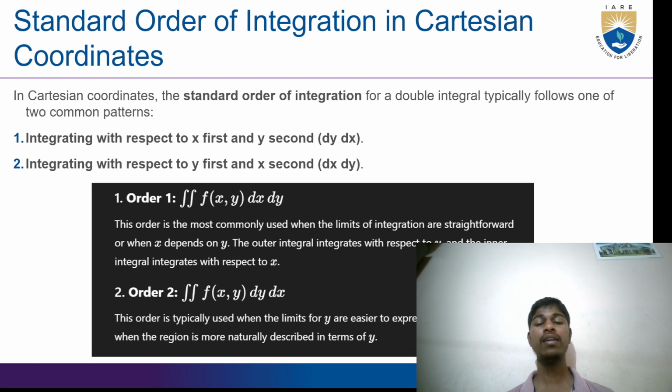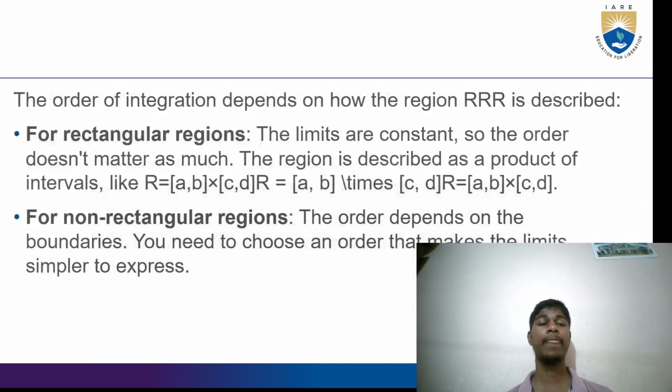This order is most commonly used when the limits of integration are straightforward or when x depends on y. The outer integral integrates with respect to y and the inner integral integrates with respect to x. Order 2: f of x, y dy dx. This order is typically used when the limits of y are easier to express in terms of x or when the region is more naturally described in terms of y.